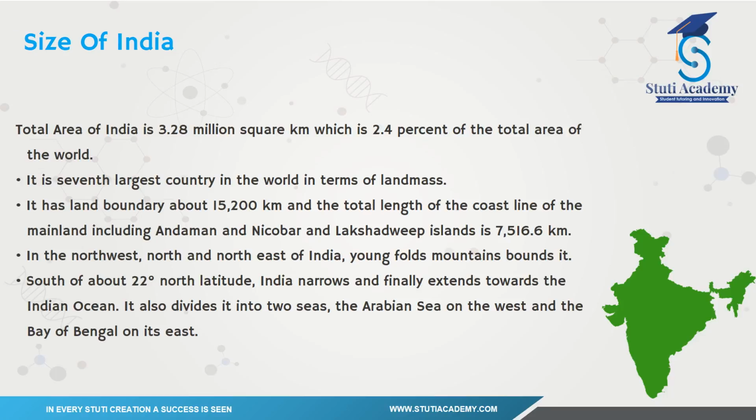India is bordered by the Bay of Bengal in the east, the Arabian Sea in the west, and the Indian Ocean in the south. In fact, the tapering shape of southern India divides the Indian Ocean into the Arabian Sea and the Bay of Bengal. India's total coastline, including the outlines of the Andaman and Nicobar Islands and the Lakshadweep Islands, measures 7,516.6 kilometers. Now, students, we learn some important facts.